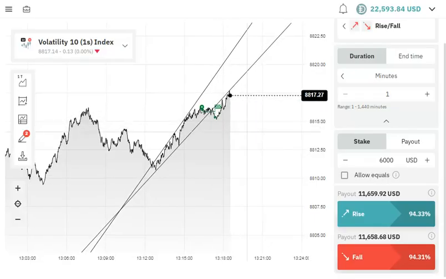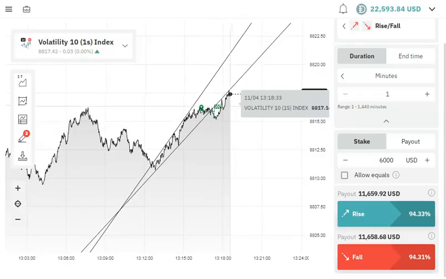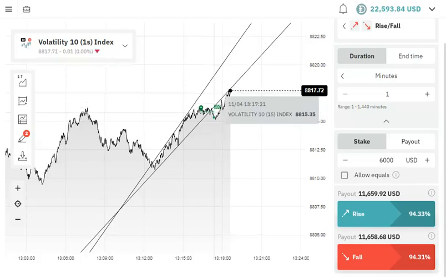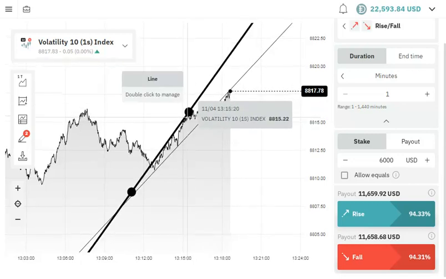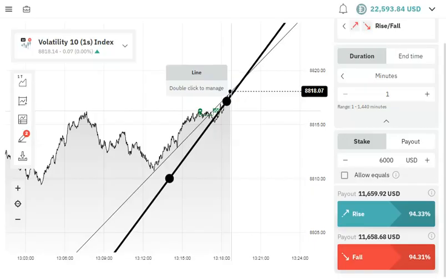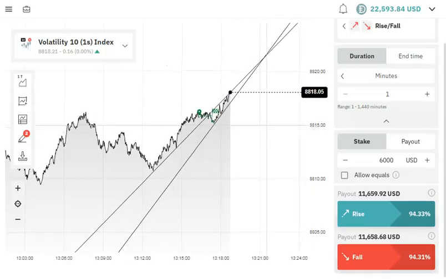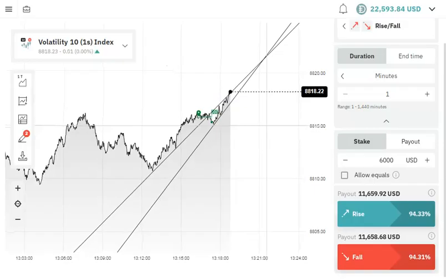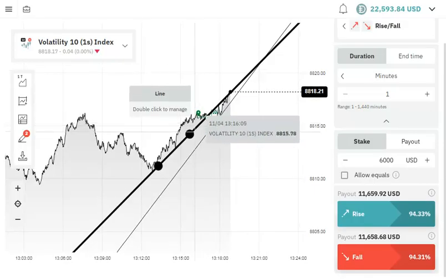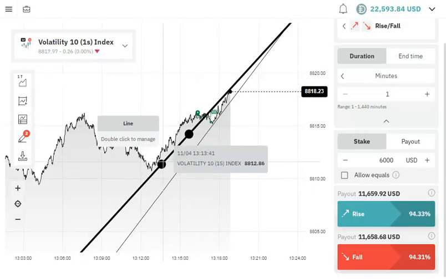It broke our support and resistance. What that indicated is that our resistance now becomes support, and our support is going to become resistance. This is the most profitable strategy there is online, and only few people know about it.